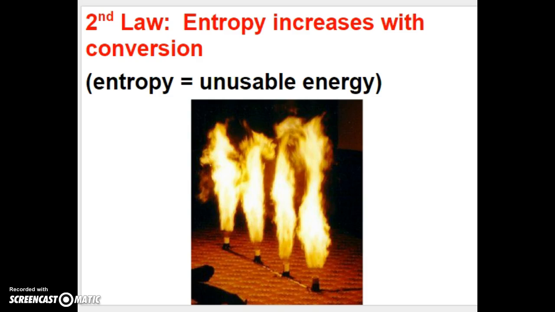The second law of energy is that entropy will increase with conversion. Now in biology, we consider entropy unusable energy. It's usually given off as heat. It's still an energy conversion, but it's not usable by, in this case, the cell.